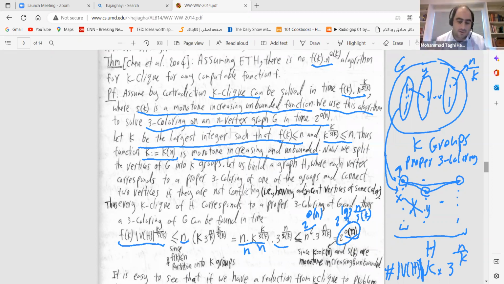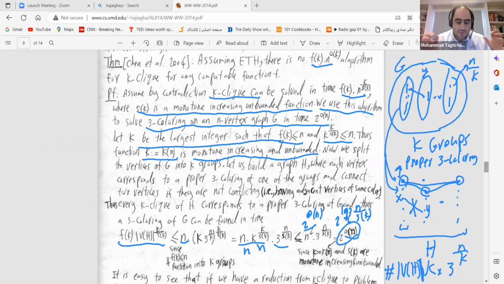So that's the whole proof, actually. That was a Stack paper. That was a nice result. And that's it: if we assume ETH, it implies that for clique, there is no algorithm better than f of k times n to the little o of k, which is stronger than what we had before, that there is no algorithm of 2 to the little o of k times n, but this is stronger.